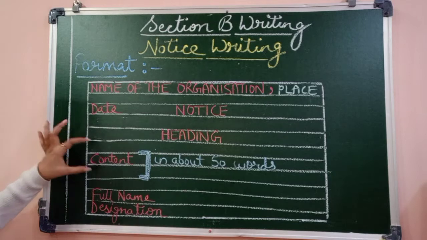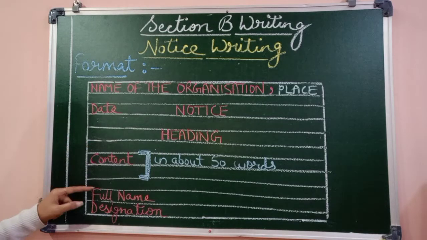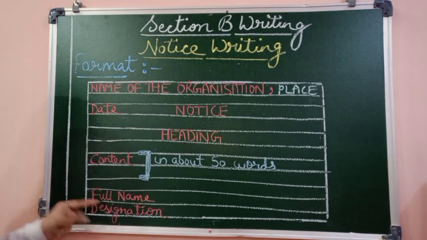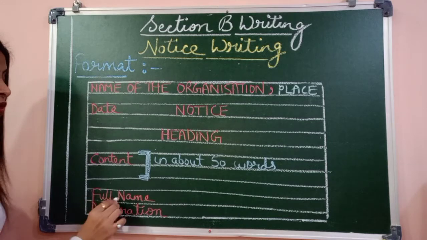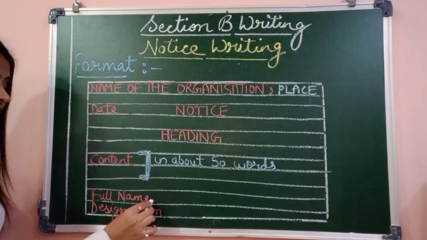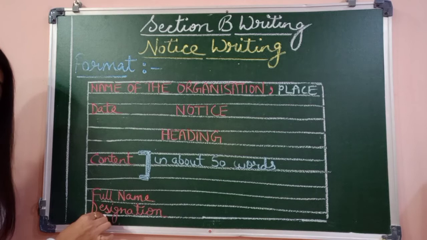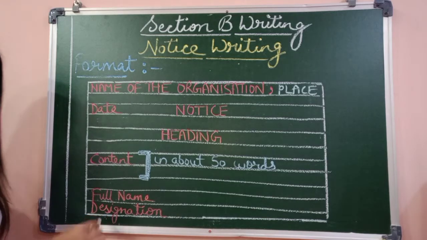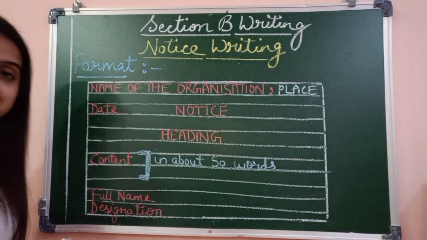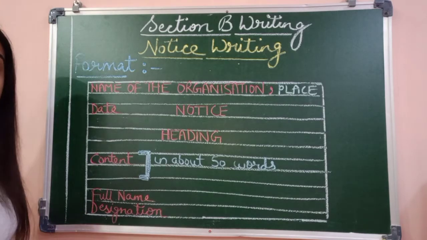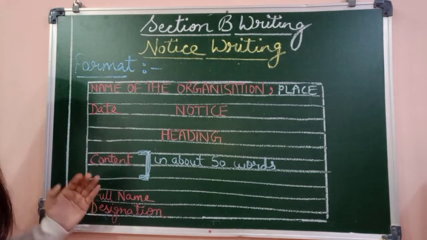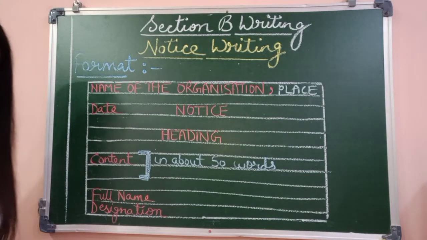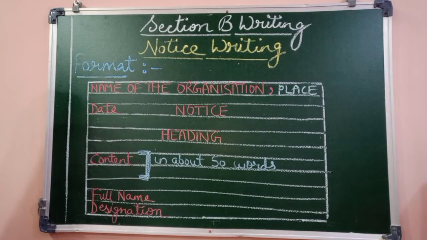Then when you finish off with your details, leave one line and write the full name of the person who has written the notice, along with the designation. The person could be the school captain, the teacher of the school, the class leader, or the sports captain. It depends on who is writing the notice. I hope I am clear to you, children.